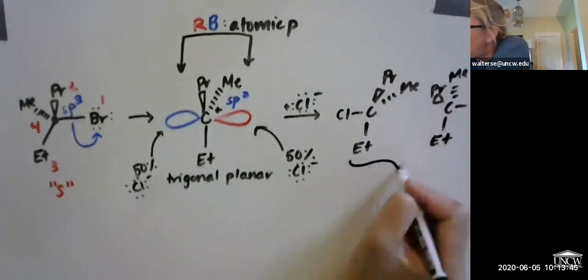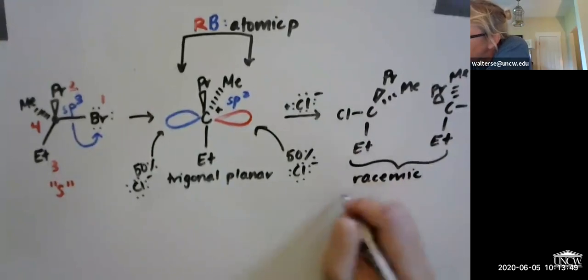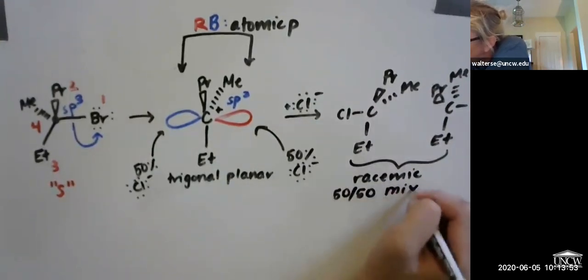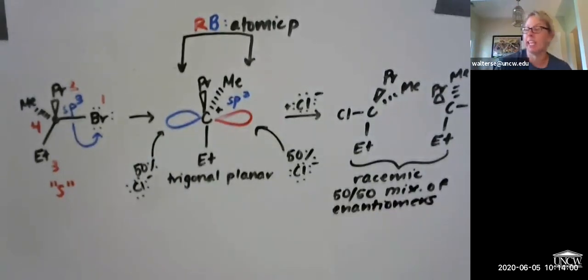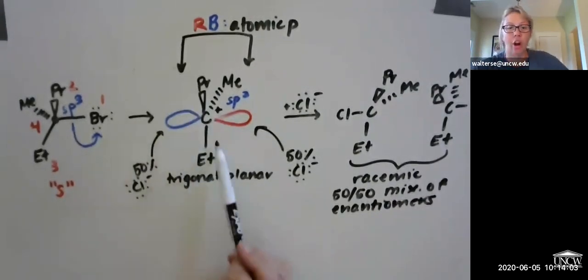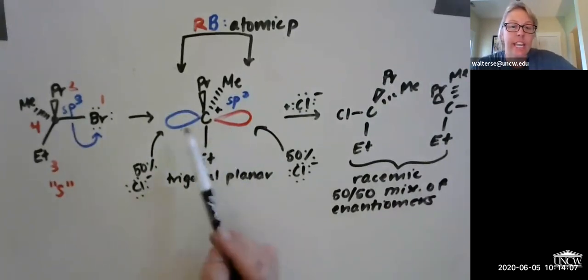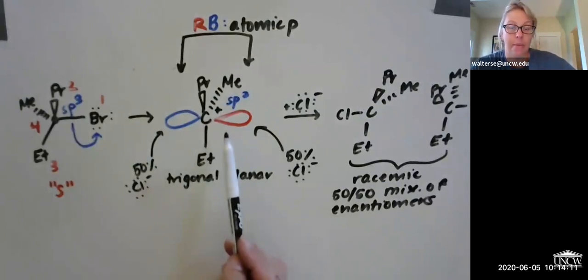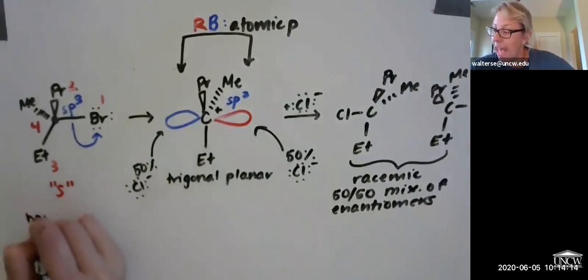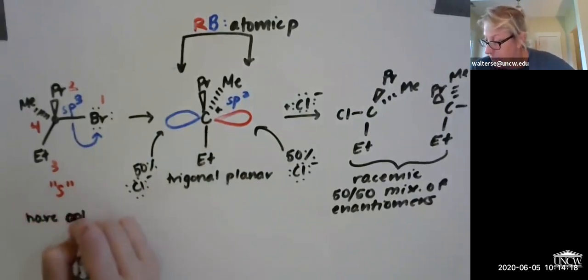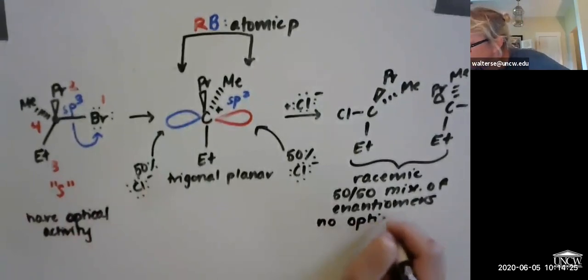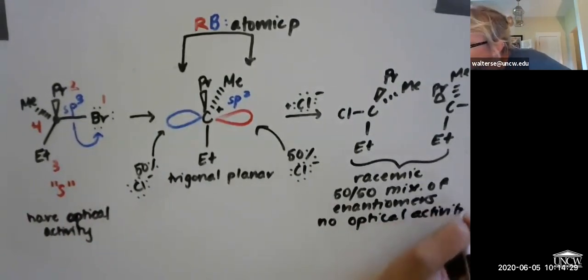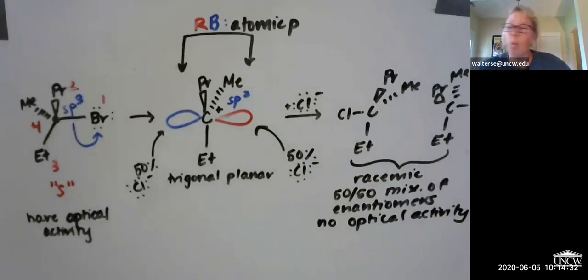That are racemic. You get a 50-50 mixture of enantiomers. This cannot happen through backside attack. It can only happen if you go through a carbocation intermediate that has two lobes, each equally likely to accept electron density. This will has optical activity. Your racemic mixture has no optical activity because it's racemic. If you separate the enantiomers, they would each have optical activity. One is R and one is S. Oh, you can't see the chlorine over there. There you go.